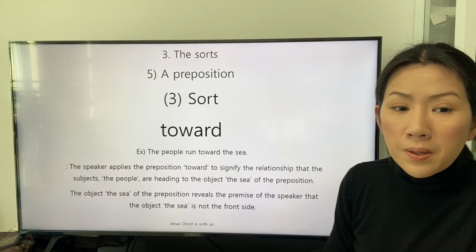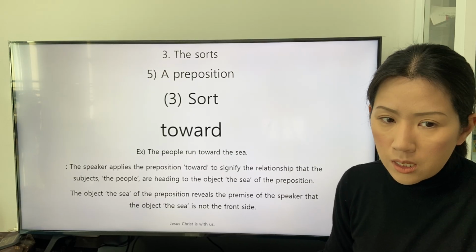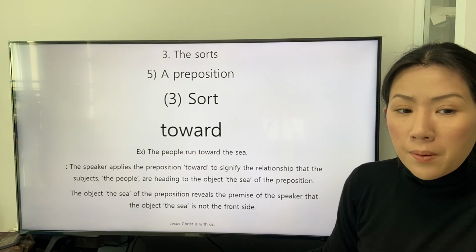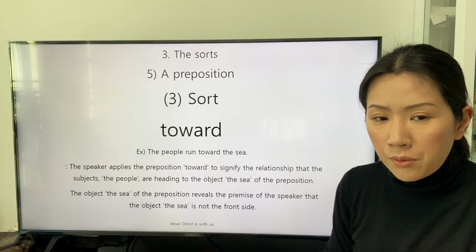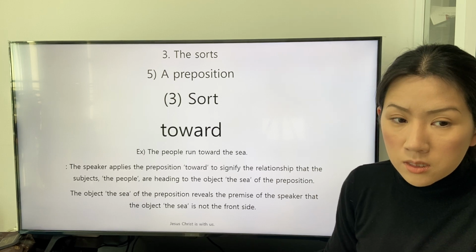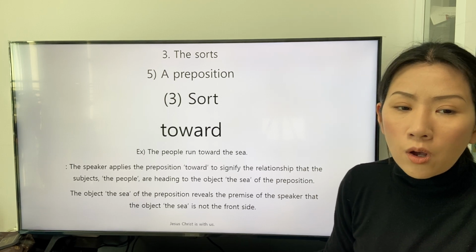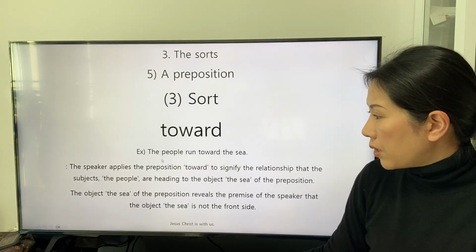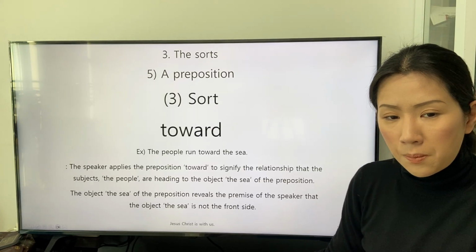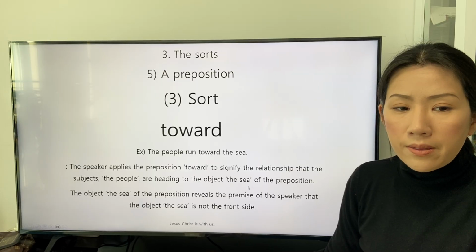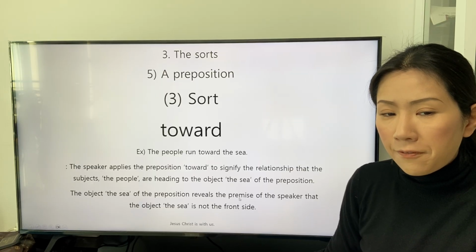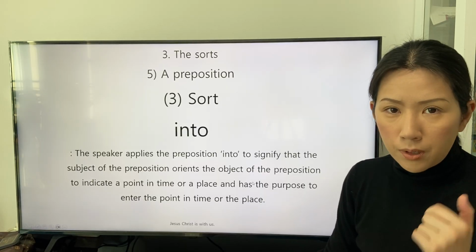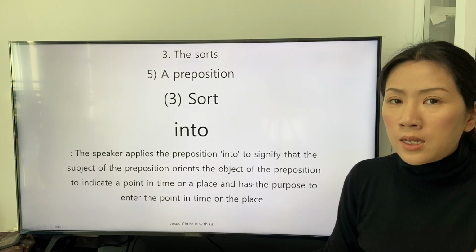There is a clause: the people run toward the sea. The speaker applies the preposition toward to signify the relationship that the subject, the people, are heading to the object, the sea, of the preposition. The object, the sea, of the preposition reveals the premise of the speaker that the object, the sea, is not the front side.